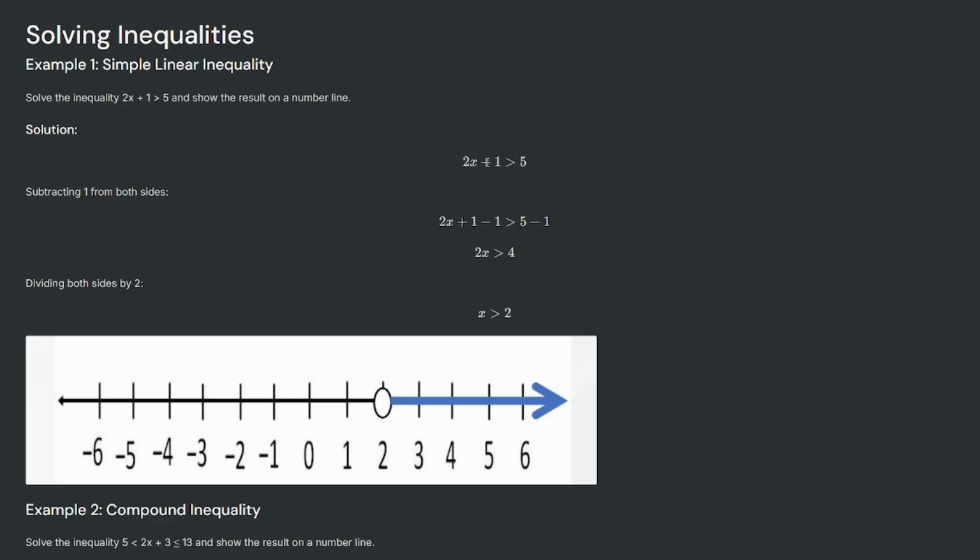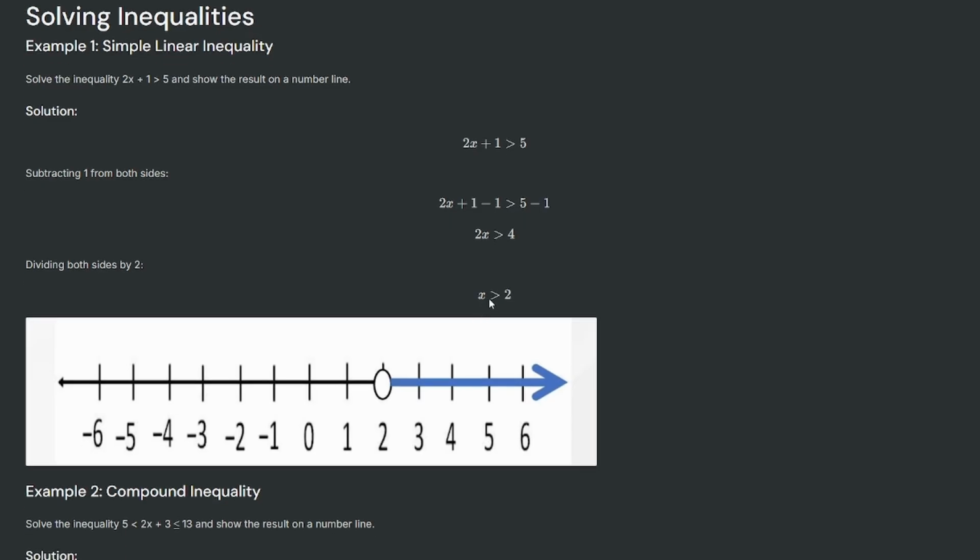So first we exclude plus 1 by subtracting both sides by 1, and then dividing both sides by 2, we get x is greater than 2. We make x alone on the left-hand side or right-hand side, and the solution of the inequality is x is greater than 2. On the number line we represent this as greater than, meaning towards positive infinity, but it is an open interval because there is no equals-to sign.